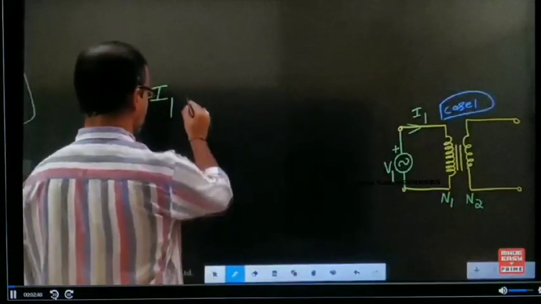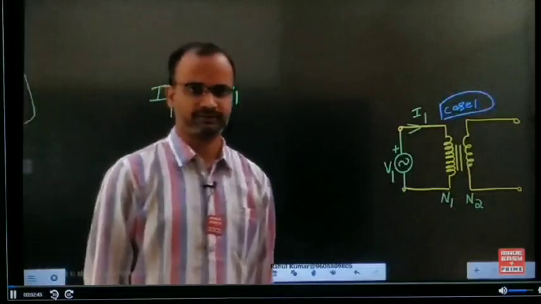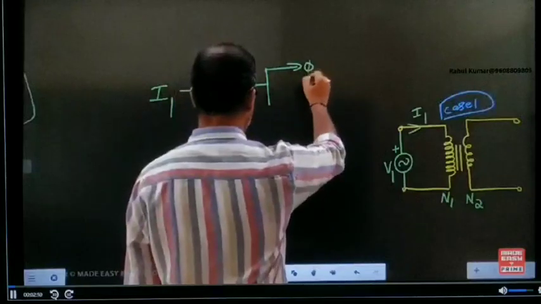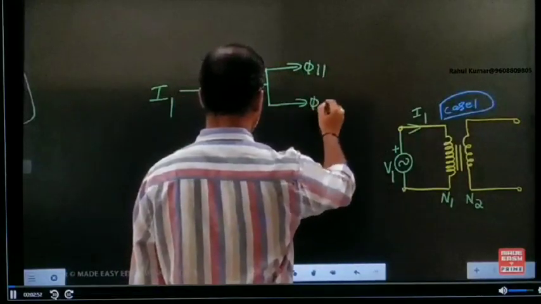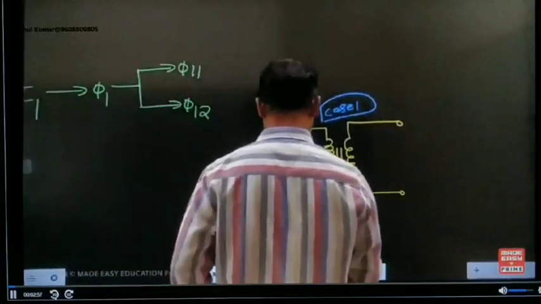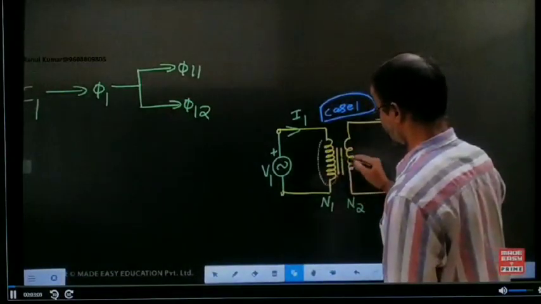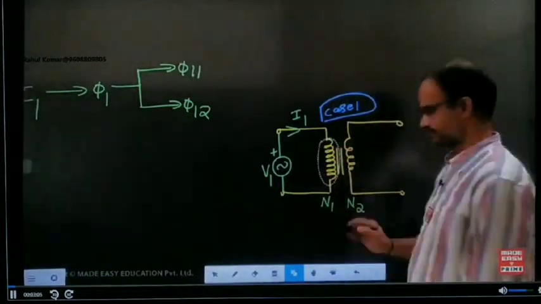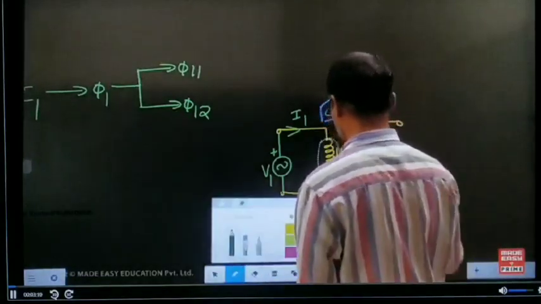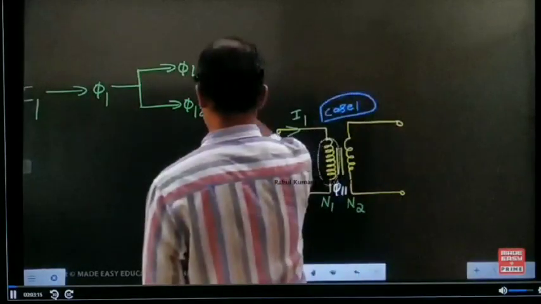Now this I1 current produces a flux of phi1. This phi1 we can divide into two components: one is phi11, the other one is phi12. The flux which is circulating around its own inductor is phi11. Here the name of this phi11 is leakage flux.